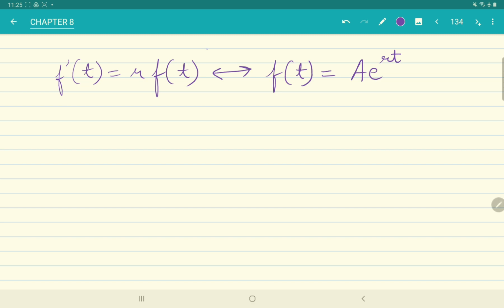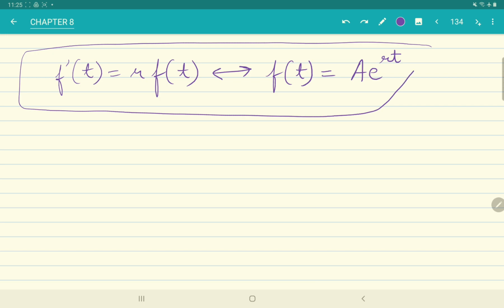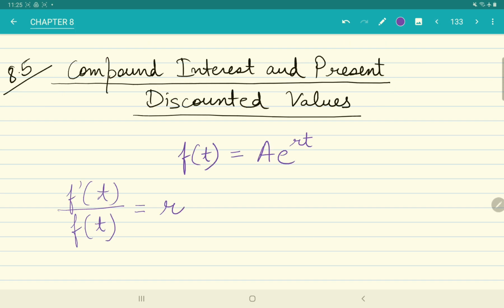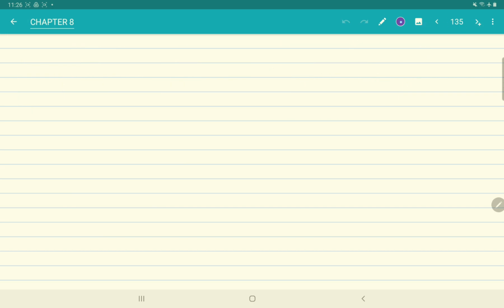Now this particular fact, and in fact even this, both of these have very important applications in economics also, and a very important application in that sense concerns compound interest and present discounted values. So what we now do is think of a deposit of k dollars, and let's say this deposit earns interest at the rate of p% per year.